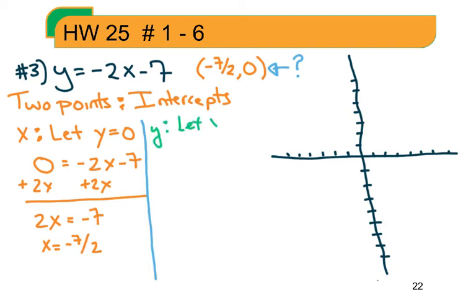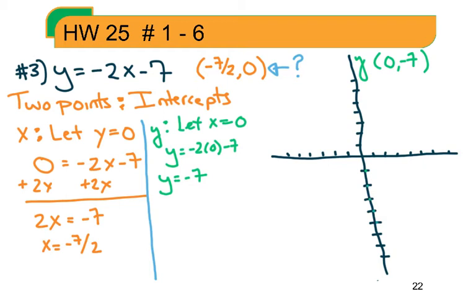Let x equal 0. Then that's easy. Now we have y equals negative 2 times 0 minus 7, or y equals negative 7. So I get the y-intercept is 0, negative 7. Now that is going to be easy for me to find. X equals 0. Remember, here's the y-axis. We want to go down to negative 7: 1, 2, 3, 4, 5, 6, 7. So there's 1 point.